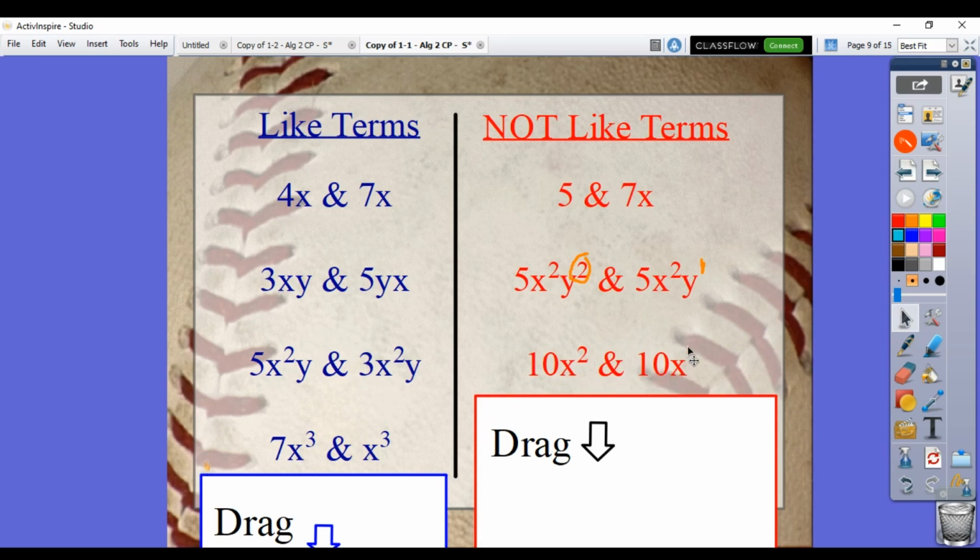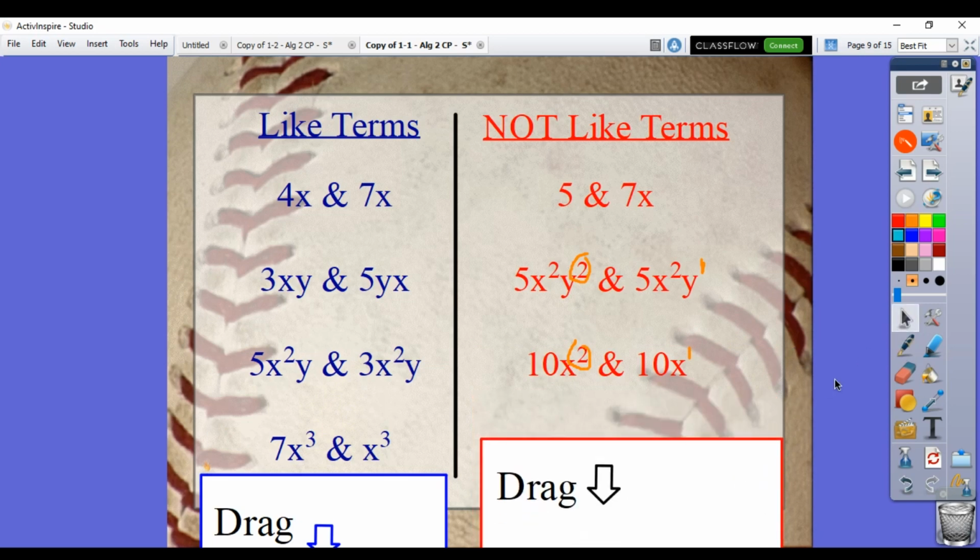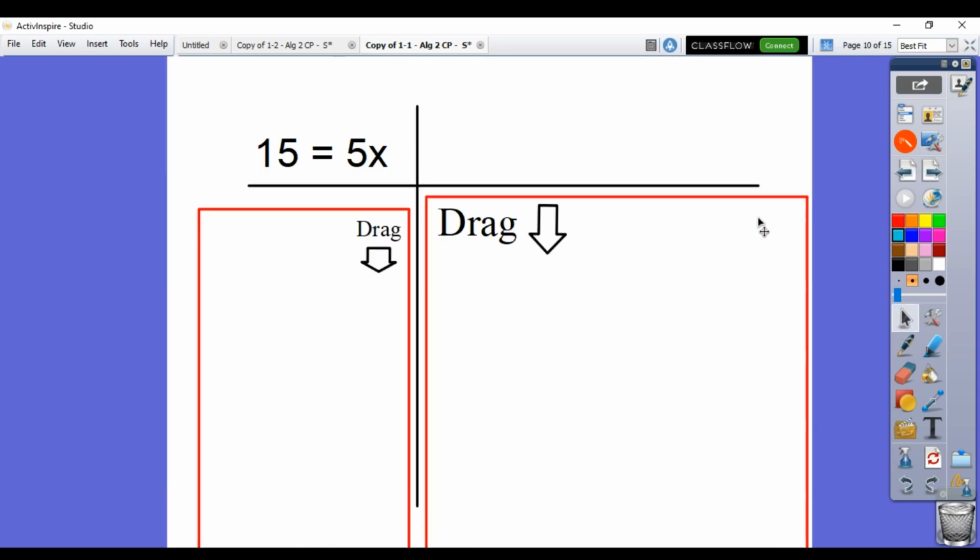10x squared and 10x is not going to be the same because this is 1 again and this is 2. They're not the same. That's it. Okay. All right, let's go through some basic stuff here. So 15 equals 5x. How do you solve this one?